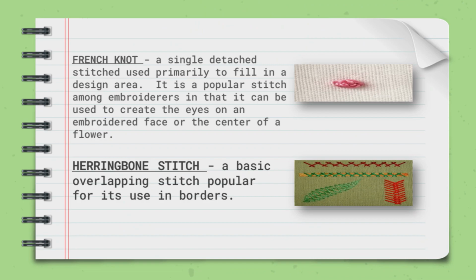Number 7. French knot. A single detached stitch used primarily to fill a design area. It is a popular stitch among embroiderers in that it can be used to create the eyes on an embroidered face or the center of a flower. Number 8. Herringbone stitch. A basic overlapping stitch popular for its use in borders.